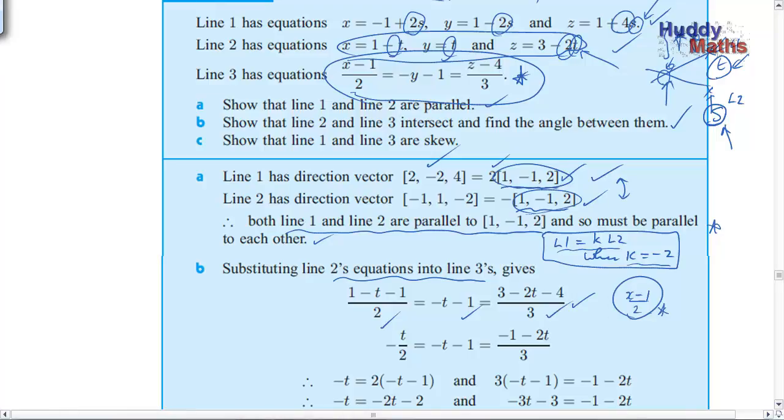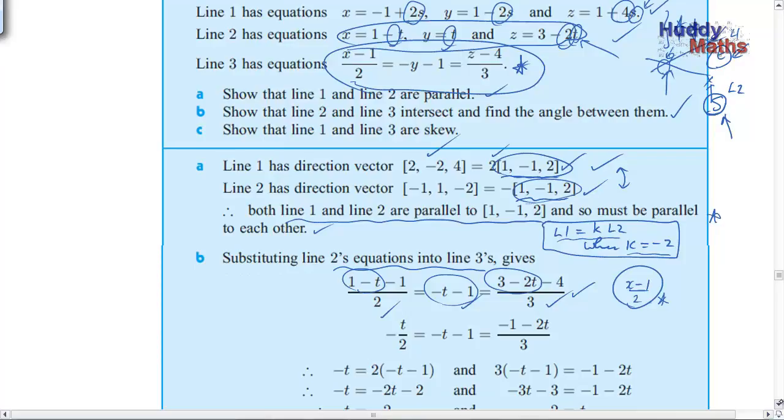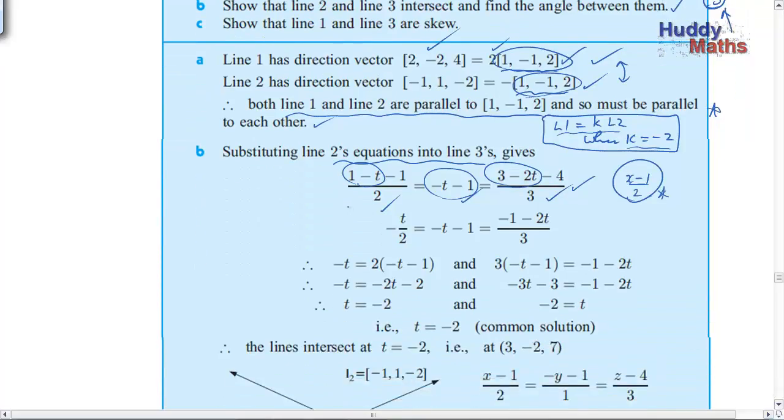So the idea is that you're going to substitute t in place of x in line 3, t in place of y in line 3, and 2t in place of z in line 3, and try to find a t value. We'll take two at a time. Take these two and solve them, then these two and solve them, and we get a common t. So it's a common solution.